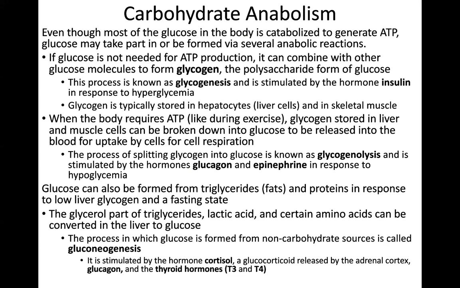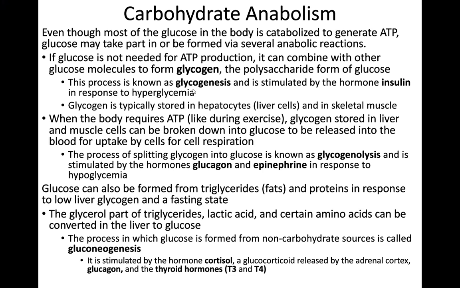So even though most of the glucose in our body is catabolized to generate ATP, glucose may take part in or be formed via several anabolic reactions. For example, if glucose is not necessarily needed right away for ATP production, what we can do is combine it with other glucose molecules, forming glycogen, which is just the polysaccharide form of glucose, and is going to be formed in a process called glycogenesis. And I mentioned that earlier in the lecture.